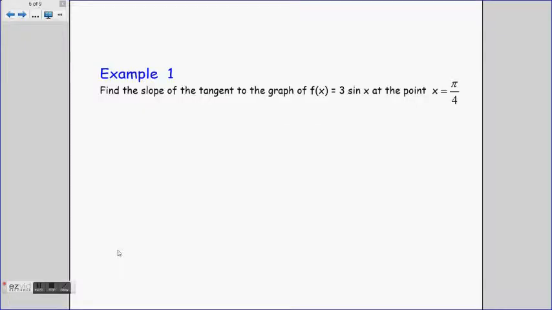Let's look at our first example, example number 1. We want to find the slope of the tangent to the graph of f at x is equal to 3 sine x at the point where x is equal to pi over 4. So the first thing we want to do is find the slope of the tangent to the graph. When we hear tangent, slope, we want to take the derivative.